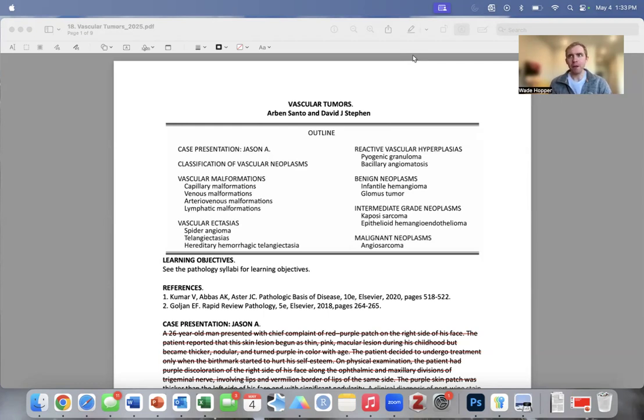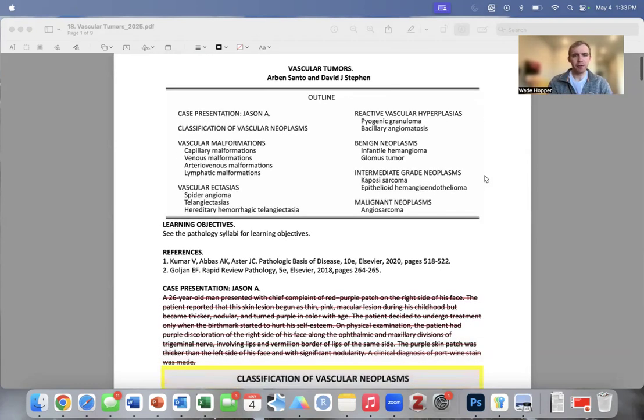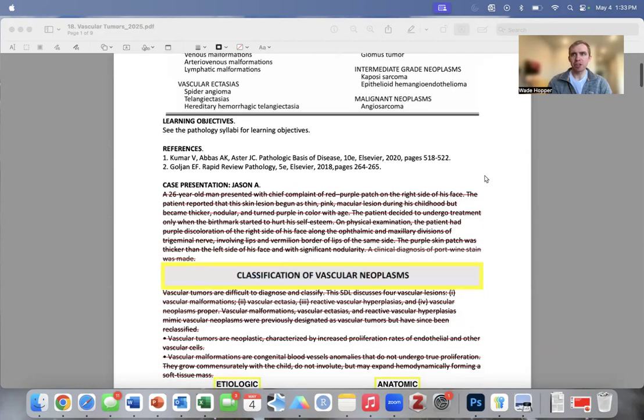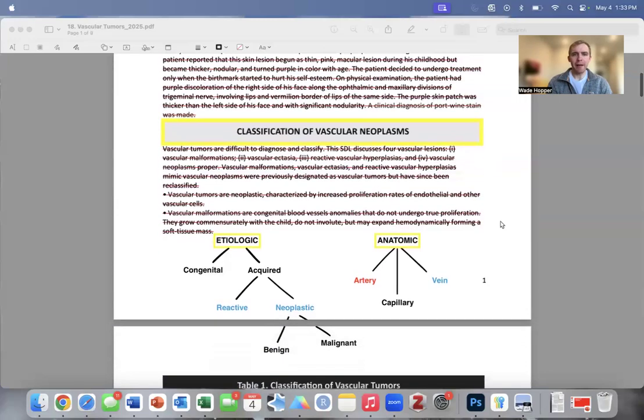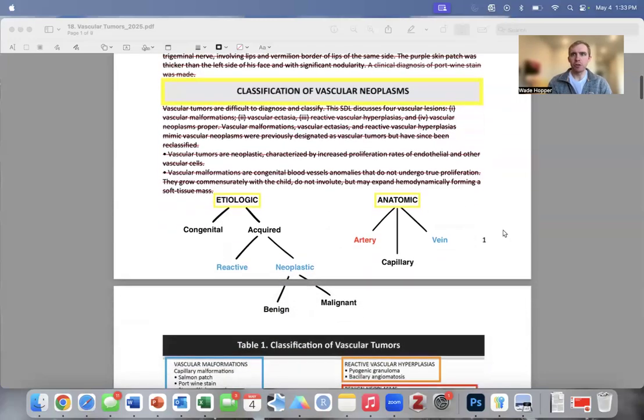Glomus tumor. So this is a tumor lecture, which means that for most of these questions, they'll just be asking you to make the diagnosis. Not a lot of anatomy, physiology involved, really just playing the match game. Let's talk about the taxonomy of vascular tumors.